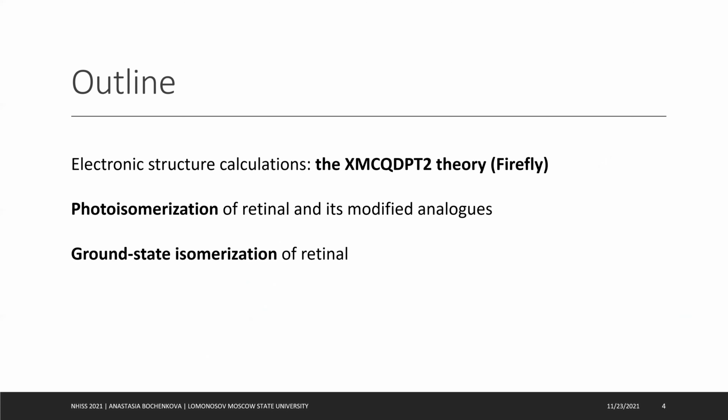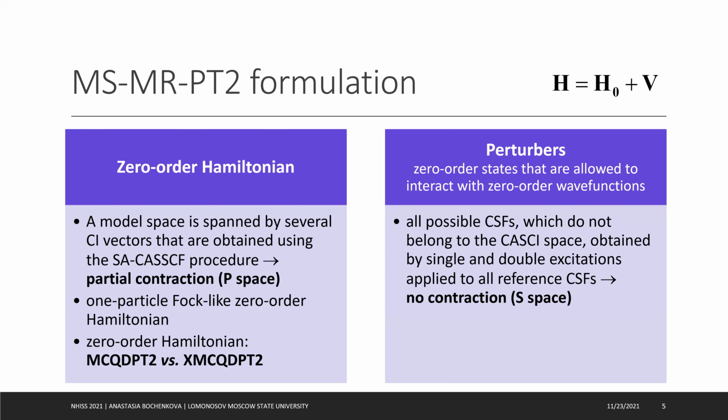So let's proceed to the outline. I will very briefly say which particular method we use from the quantum theory perspective. This is extended multi-configurational quasi-degenerate perturbation theory, which is very effectively implemented in the Firefly computational package. Then we will look at some of our results on photoisomerization and ground state isomerization of the retinal in the gas phase. So what about the quantum chemistry method?